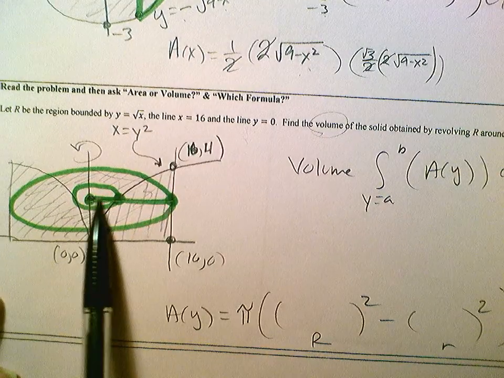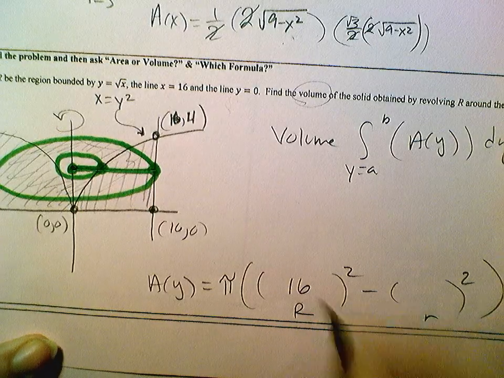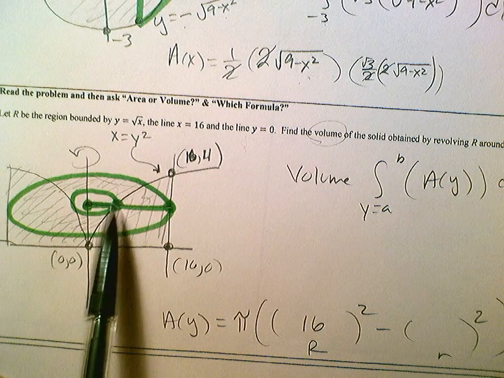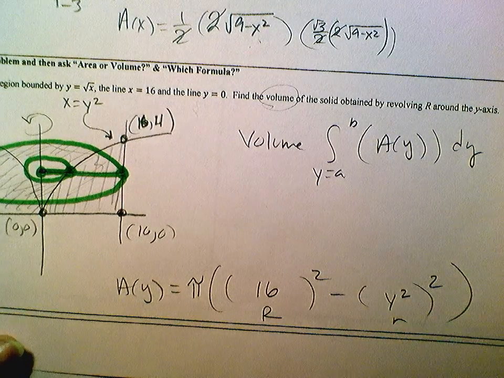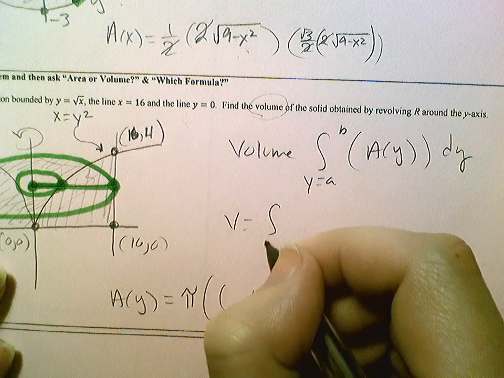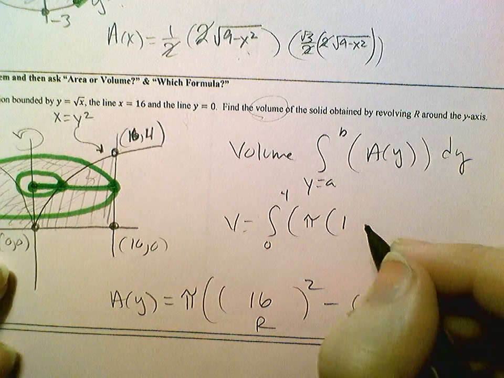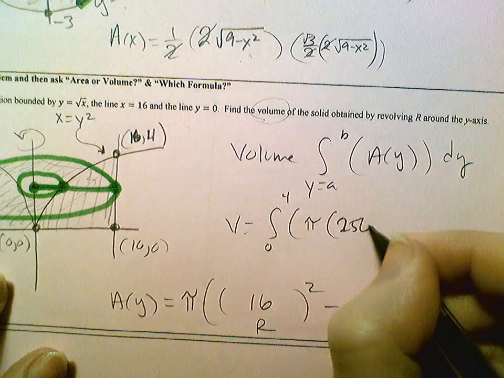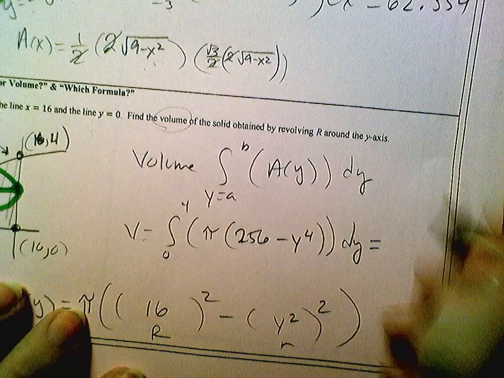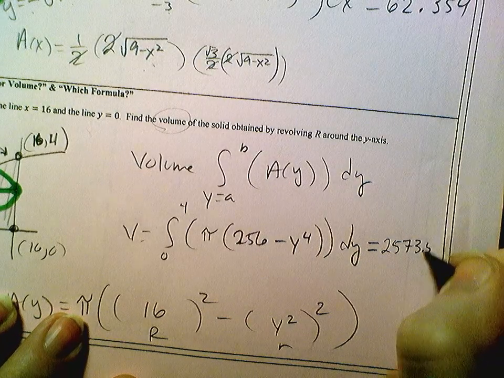So I need this length, big R. Right minus left is 16 minus 0, so big R is just 16. Little r is the empty space radius. Right minus left: y squared minus 0, so that's just y squared. So my volume is going to be the integral. The lowest y is 0, the highest y is 4. And then this is pi times 16 squared, which is 256, minus y squared squared, which is y to the 4th, dy. And I got this already: 2573.593.